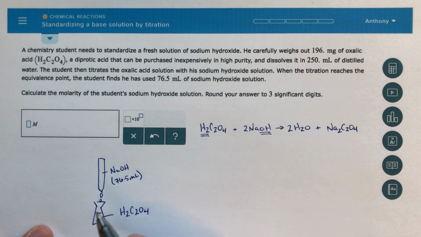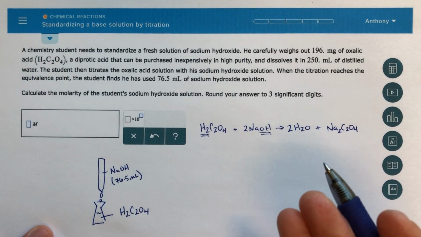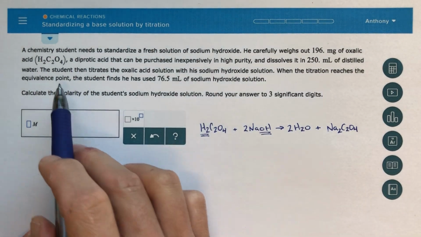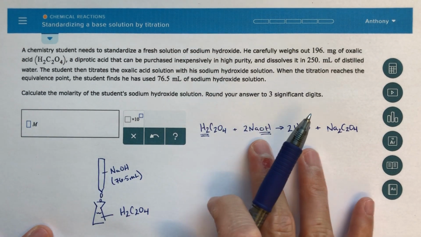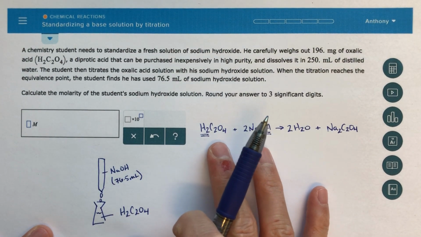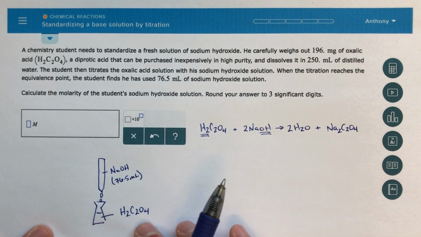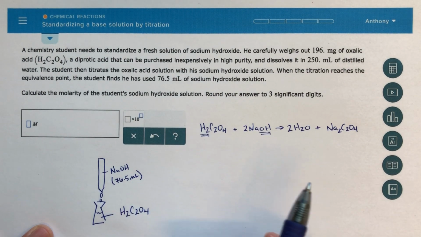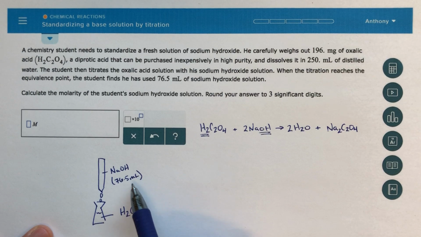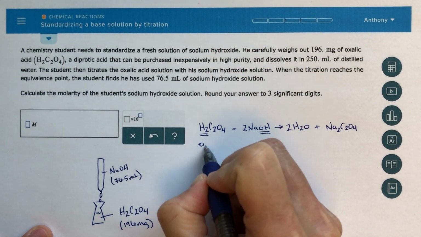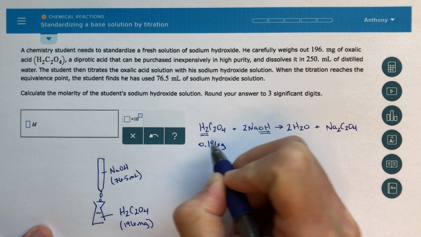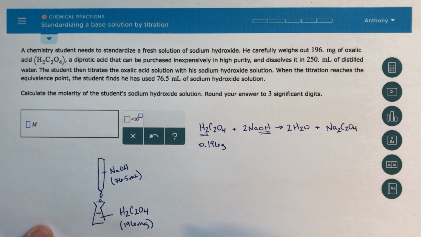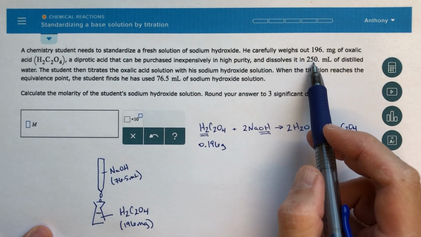I'm going to be adding the sodium hydroxide until I get to that end point, the equivalence point. That's going to be when my moles have completely canceled out. So that's when all of the moles of H2C2O4 that I start with down here have been reacted by the sodium hydroxide. And this 76.5 milliliters is going to be relevant for this problem. So here we're going to have 196 milligrams, also known as 0.196 grams, just doing that quick conversion for simplicity's sake. And then we're told that it's dissolved in 250 milliliters.